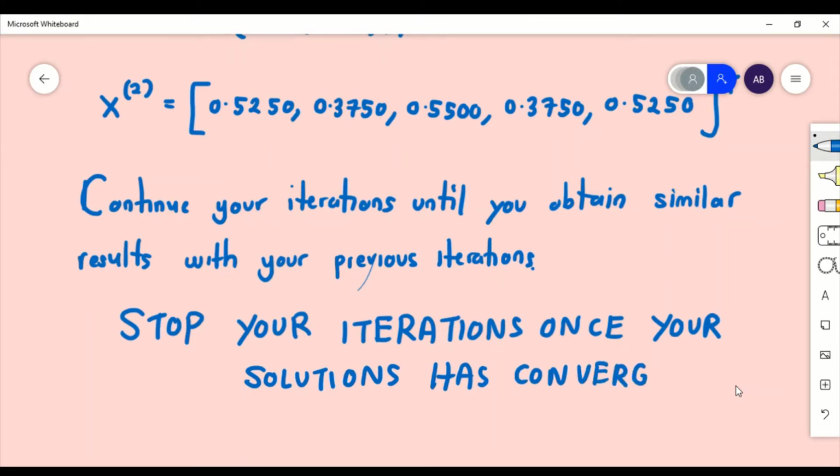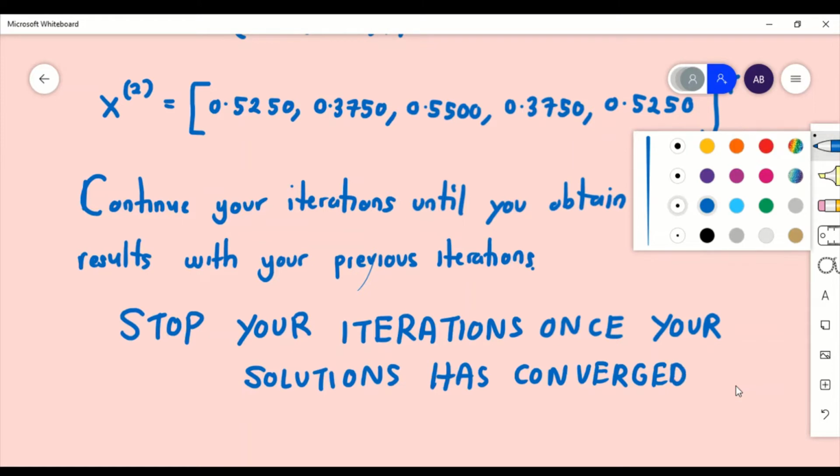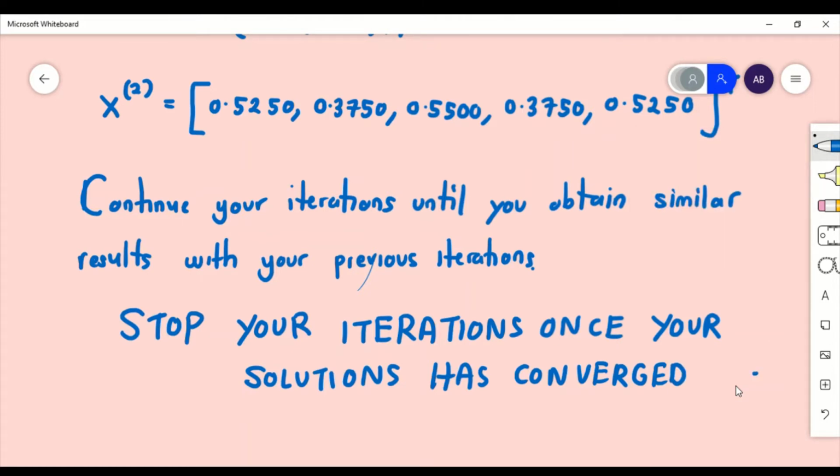Now, what does converge mean here? Converge here means approaching your solution, approaching the exact solution. That's what converge means here. Okay, so this is when you stop your iteration. So my question to you is, what is the exact solution?